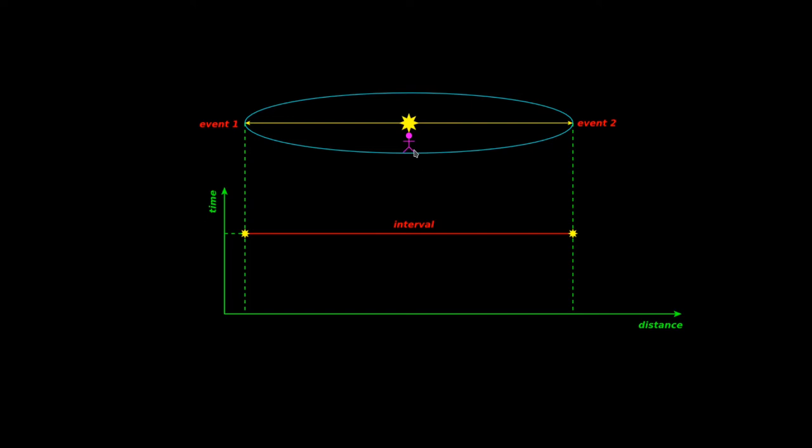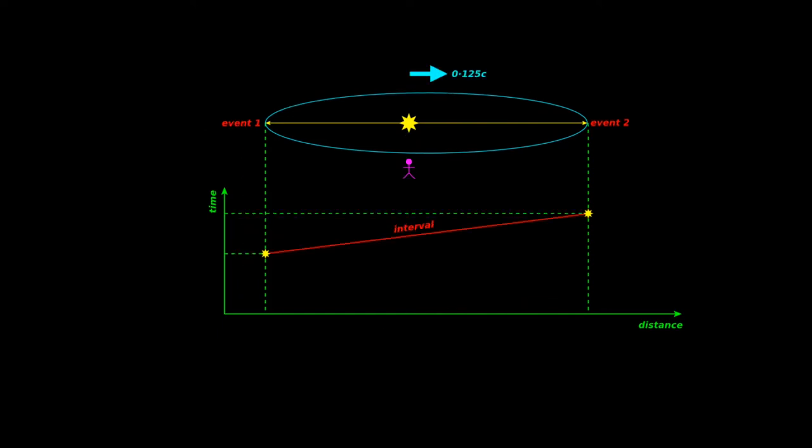Now, suppose we do the same experiment, but we put the observer on the ground watching the rocket go by. So the rocket is now moving, and for the sake of argument, I'm moving at about an eighth the speed of light. Now what's going to happen as seen from the ground?